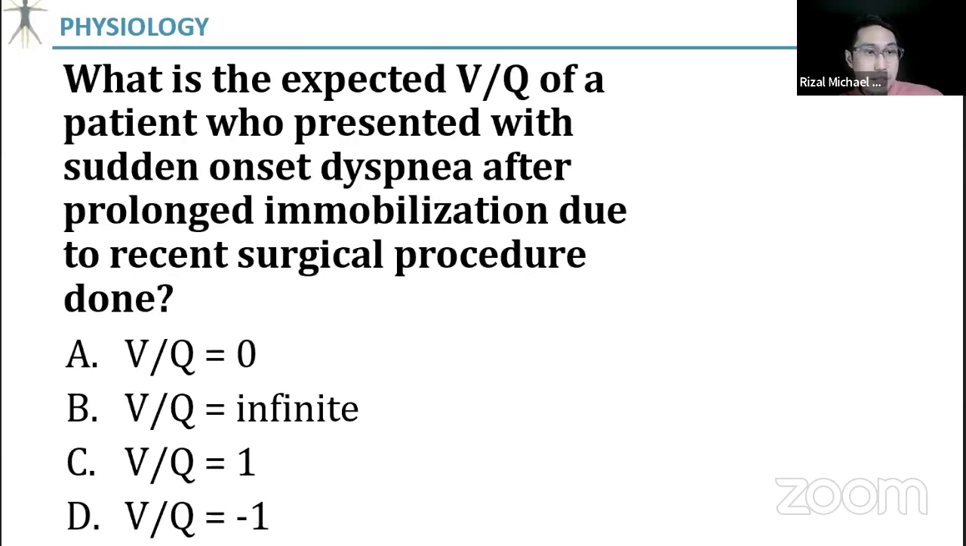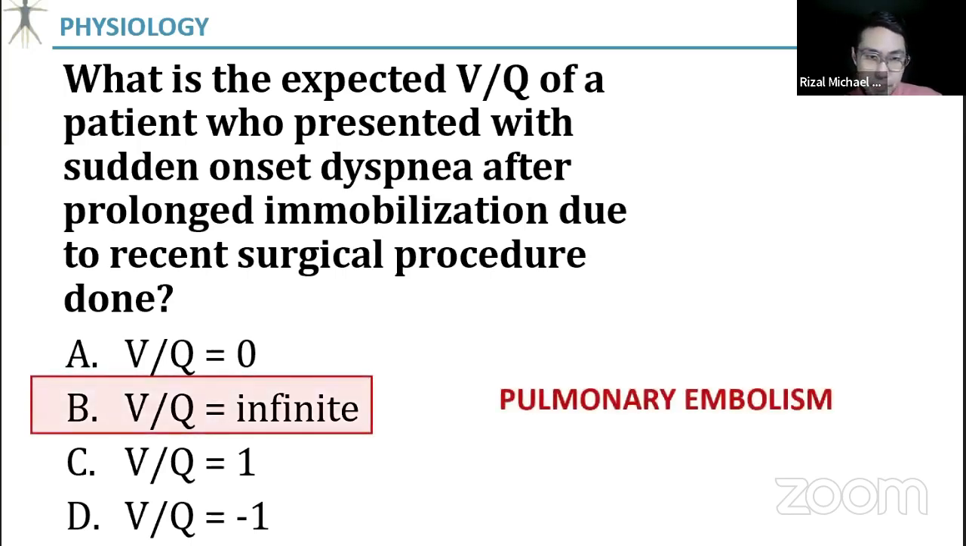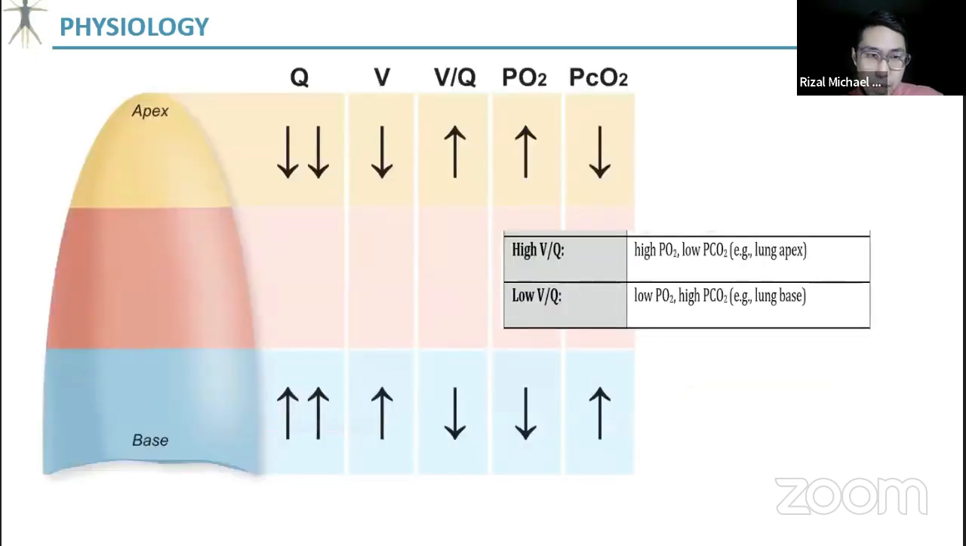Okay, for this one, let's try. Expected VQ: a patient presented with sudden onset dyspnea after prolonged immobilization. This is actually pulmonary embolism, right? So your VQ is infinite. Briefly, Q is perfusion and V is ventilation. Individually, they are higher at the base, but VQ is higher at the apex, because your Q, your blood, is denser than air. So VQ is higher at the apex.